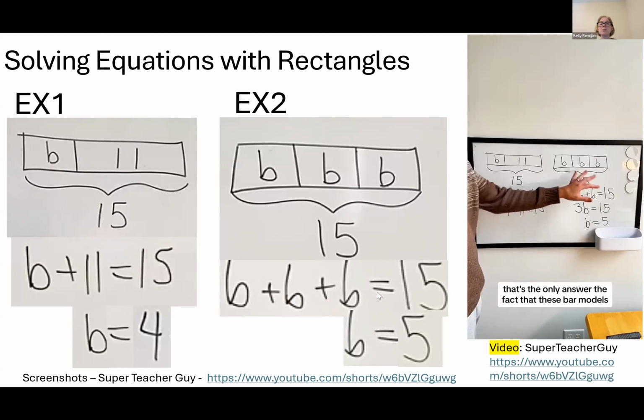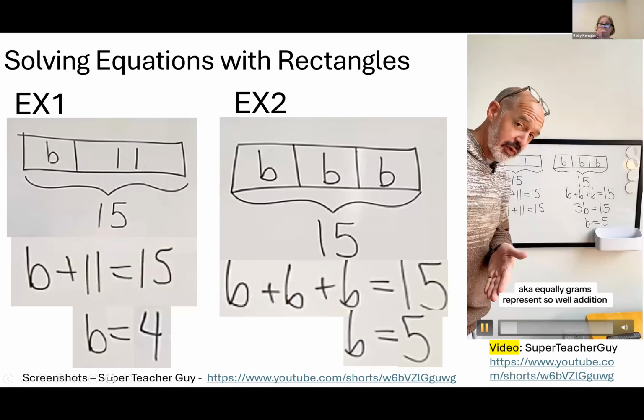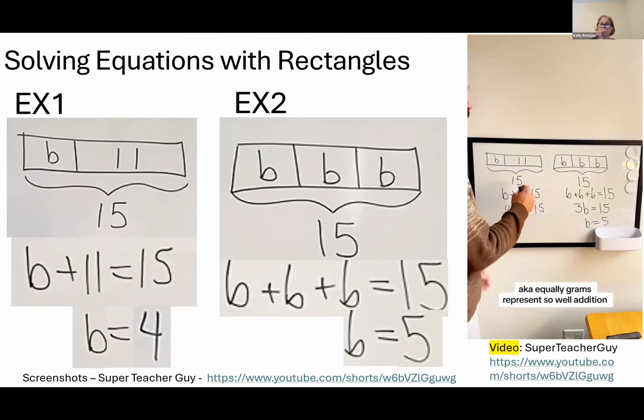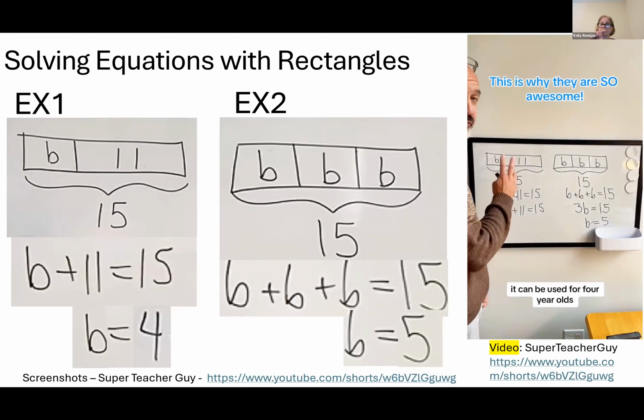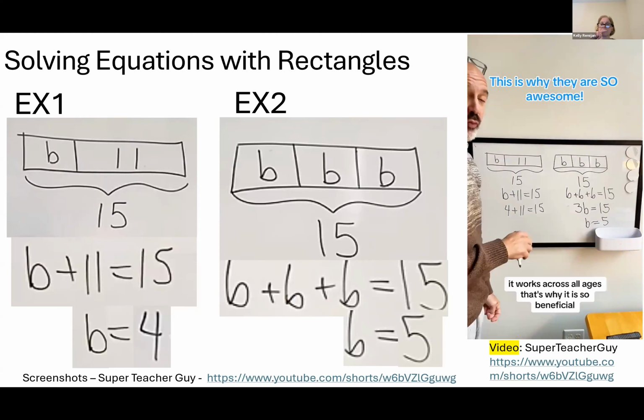So here's Super Teacher Guy. Just want to give a quick glimpse of him. Bar models, aka equiligrams, represent so well addition, subtraction, multiplication, and division. It can be used in pre-algebra class. It can be used for 4-year-olds. It works across all ages. That's why it is so beneficial.